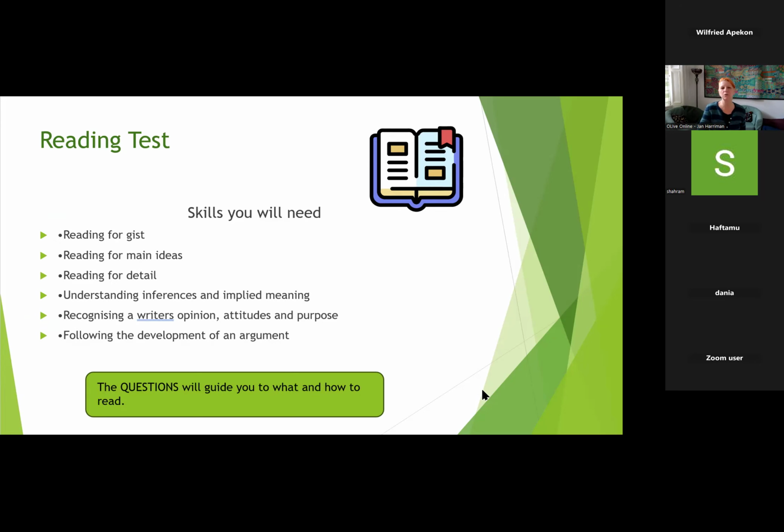So you will need to read for a general understanding of the topic. You may be asked about the main ideas. You may be asked about specific details, dates, or distances, or things like that inside those questions. You will be asked to understand inferences and implied meanings, and recognize writers' opinions and attitudes and purpose. So the questions will guide you on what to read and how to read it. Okay.